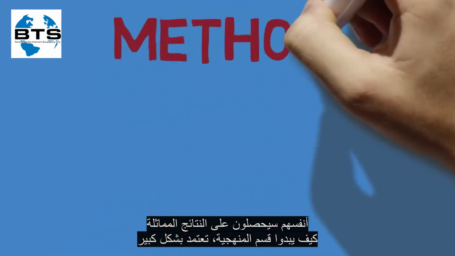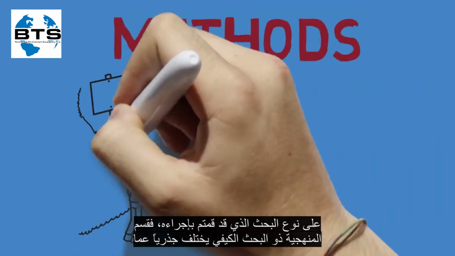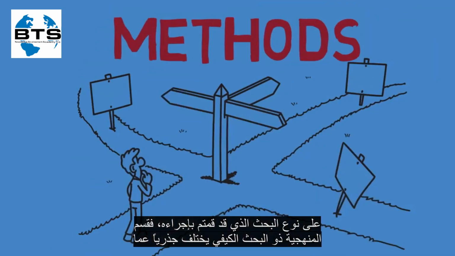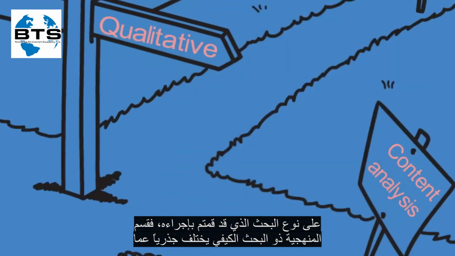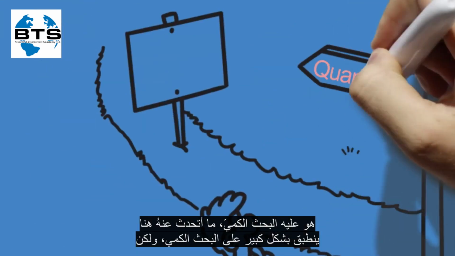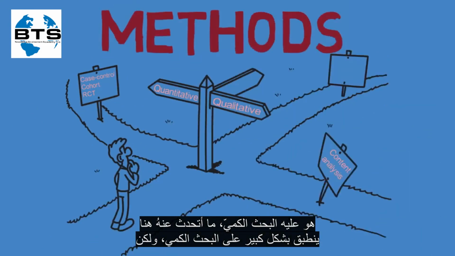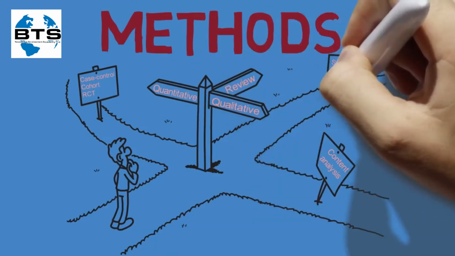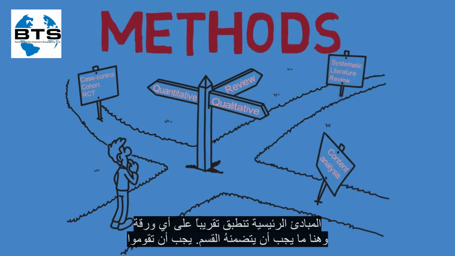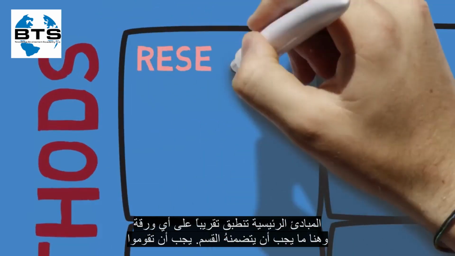Now, what your methods section looks like depends largely on the type of research that you've undertaken. So method sections in qualitative research look very different to method sections in quantitative research. What I'm going to be talking about here applies mostly to quantitative research, but the basic principles apply to any paper. Here's what must be included.